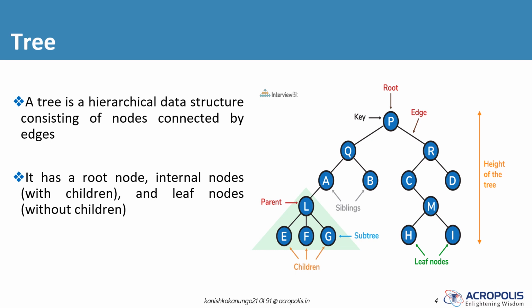So now, first of all, what is a tree? A tree is a hierarchical data structure consisting of nodes connected by edges. It has a root node, internal nodes with children, and leaf nodes. So basically, this will be the root node, and these would be the internal nodes. And these end nodes are the leaf nodes.